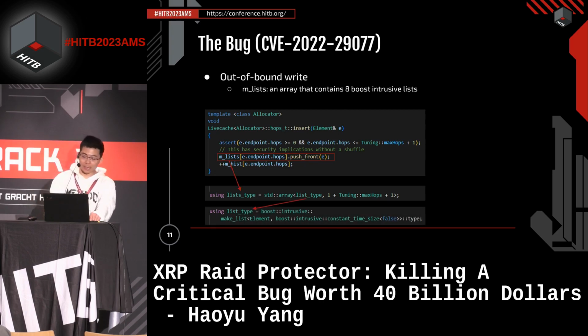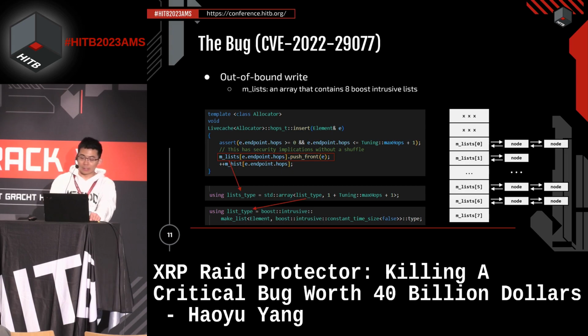So the whole thing is like this. It will say that mlist consists of 8 double-linked lists. These lists are used to store endpoints with the corresponding hops. So you may already know what's going on if you went back to check where these hops come from. You would find a bug.